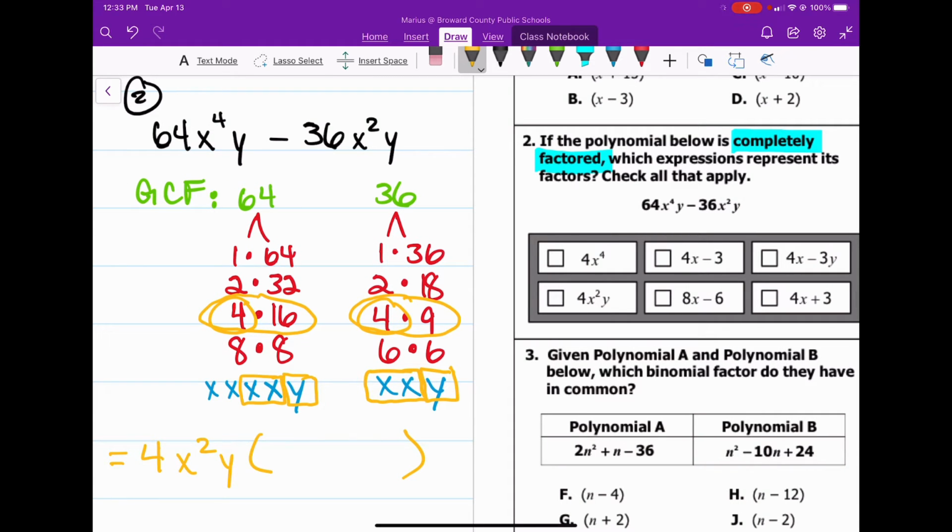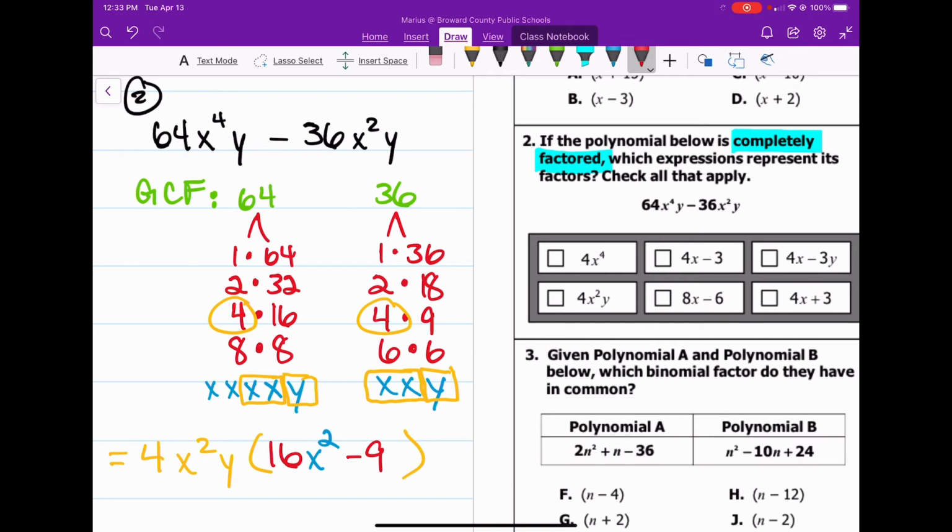Next, what were the leftovers? For the numbers, 64 divided by 4 is 16. And then we have x squared left with that, because there were 2 x's still left over. And then negative 36 divided by positive 4 is going to give us negative 9. And for the 9, we don't have any more variables for that term.